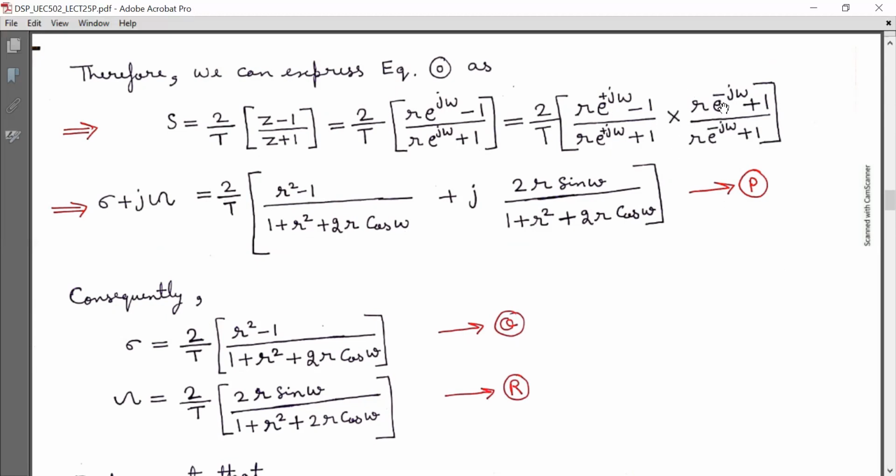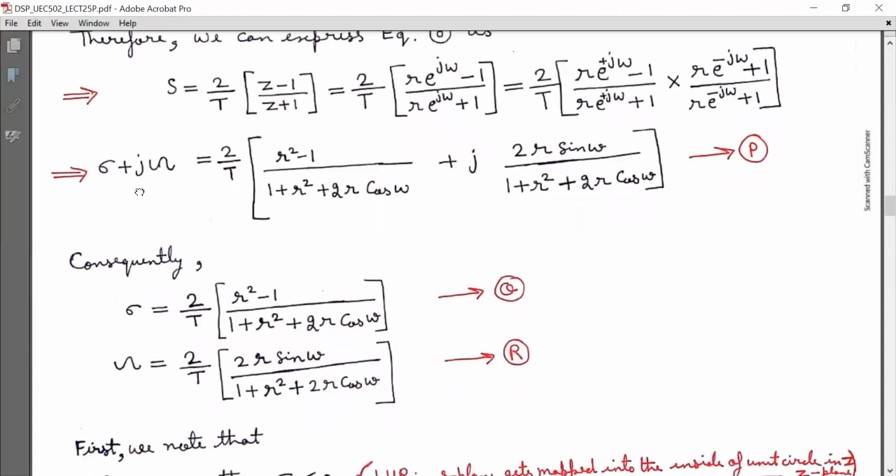I have multiplied it by R e raised to power minus j omega plus 1 and divided by R e raised to power minus j omega plus 1, and that gives me the opportunity to express S in the complex form. And I will substitute the value of S here, and now I will compare real part with real part and imaginary part with the imaginary part in equation P.